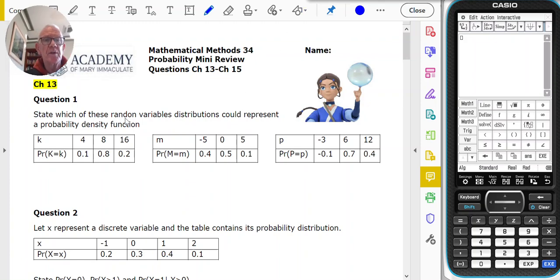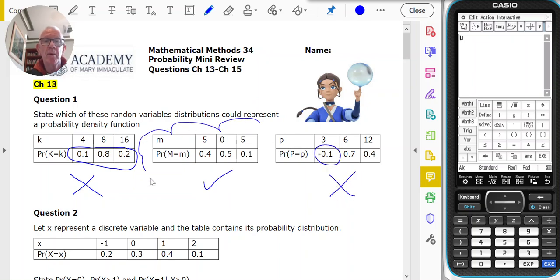So in question number 1, which one of these could represent a probability density function? Well, if you sum these together, you get 1.1, therefore it's not that one. 0.4, 0.9, 0.1, that looks nice. You can't have a negative probability, so it's not that one. So M could represent a probability density function.